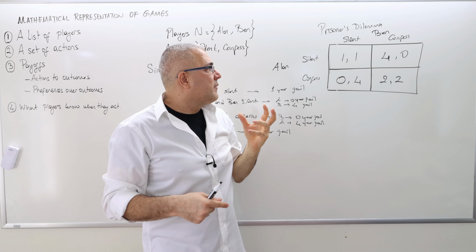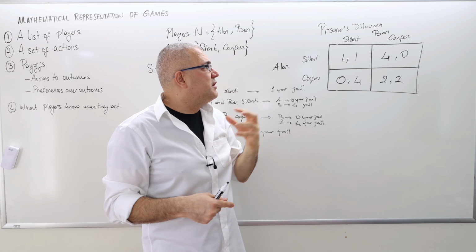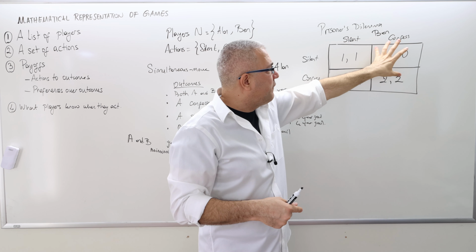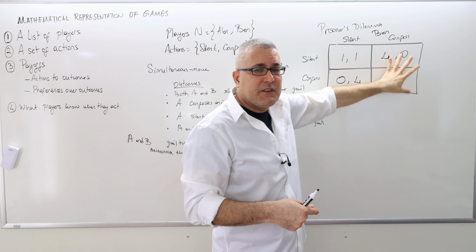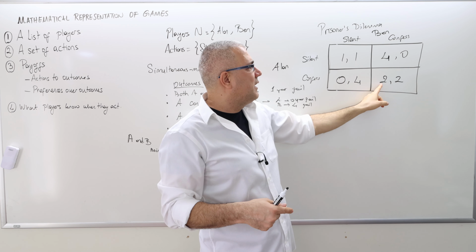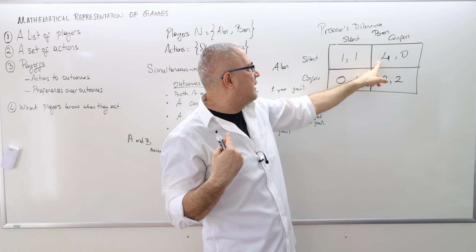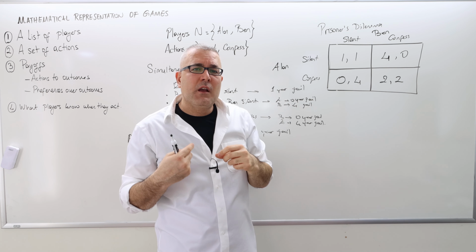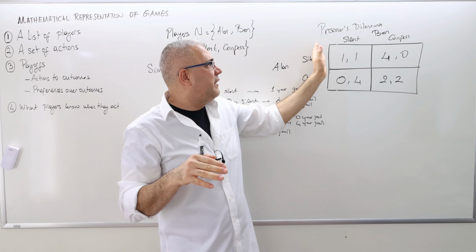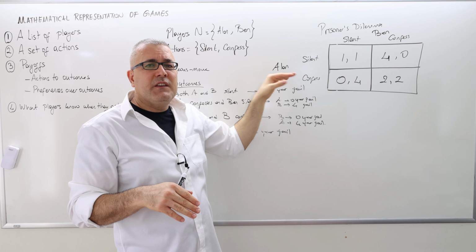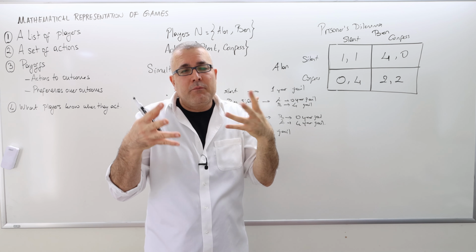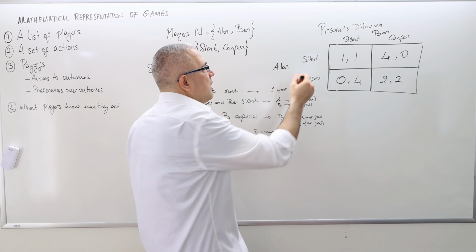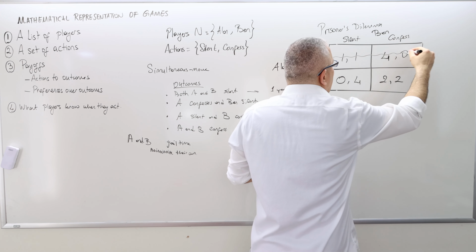But the question is, is confess still a better strategy when my opponent Ben chooses confess? Well, let's check. If my opponent chooses confess, the second column, confess gives me 2 years in jail, whereas remaining silent gives me 4 years in jail. So confess is still better. Whatever my opponent does, whatever Ben does, confessing gives me a better outcome. So therefore, Alan should never play silent.